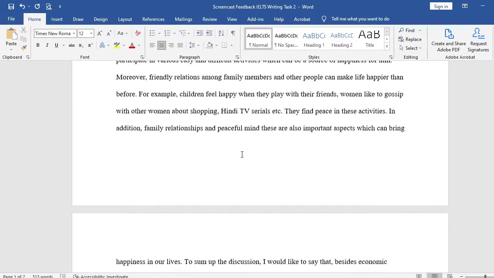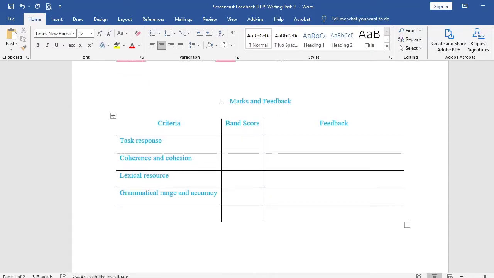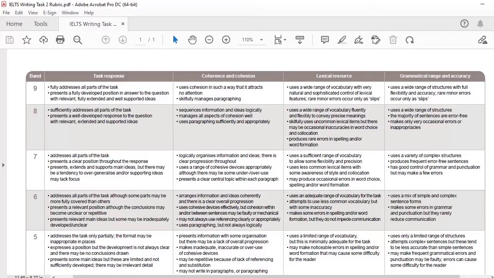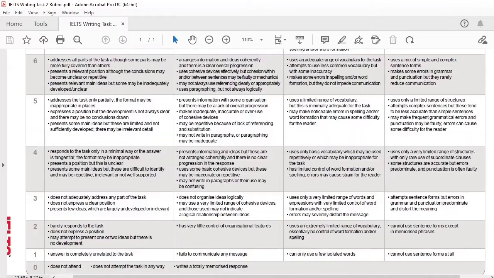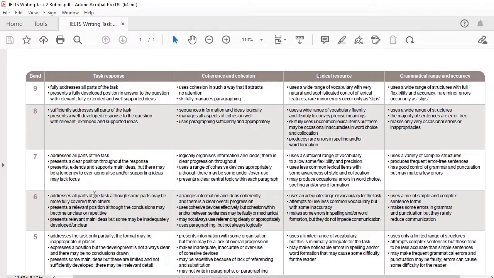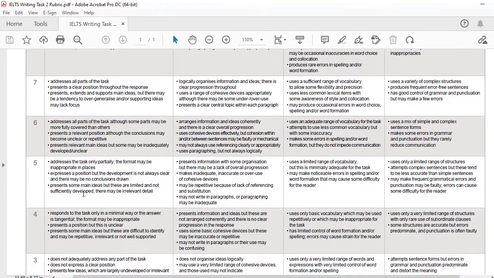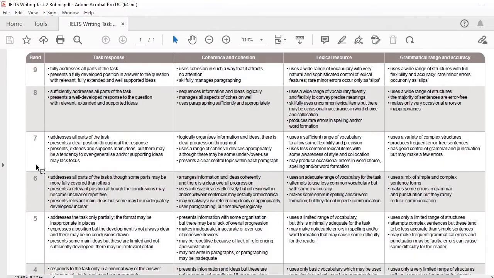Okay, and if you haven't realized, I have already made a table where I will be giving the marks and feedback of this answer. So these are the 4 criteria of the IELTS Writing Task 2 rubric. If you want to see, this is the official available rubric. It's task response, coherence and cohesion, lexical resource, grammatical range and accuracy. So all of these 4 criteria will be assessed individually, and then the total band scores will be averaged.